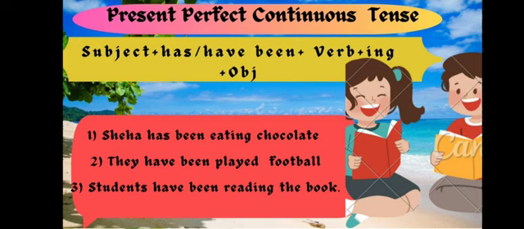The next example is students have been reading the books. What are they doing? No, they are not doing it at this present moment. They have been doing it in the past, but just a moment earlier. Here the subject is students and have or has is added here. Here have is added plus been plus reading, and ing is added similarly, plus the object.